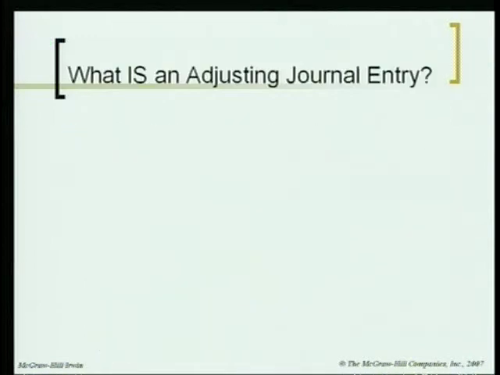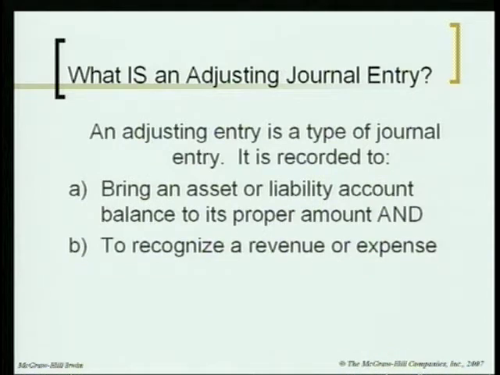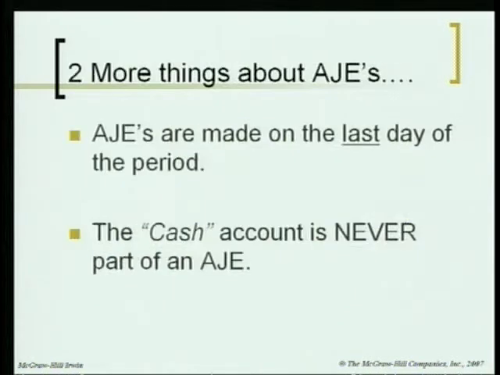Okay? And then we talked about what is an AJE, or an adjusting journal entry. That's just a type of journal entry that's going to do two things. It's going to bring an asset or liability account to its proper balance, and it'll also recognize a revenue or expense in the period it should properly be recognized under the accrual method. Okay? We talked about how you make AJEs on the last day of the period. Some people do AJEs every month because they do financial statements every month. Some people just do financial statements at the end of the year, and so they only do AJEs at the end of the year. And cash is never part of an AJE, the cash account.